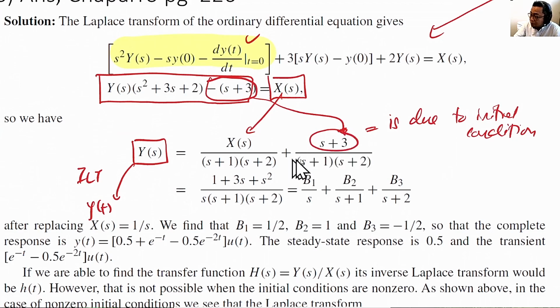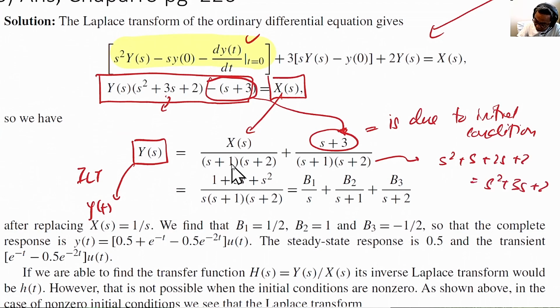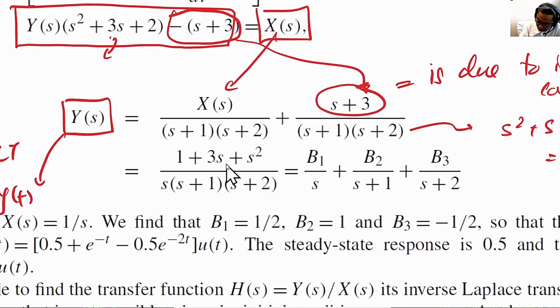What about the denominator? The denominator is common because it came from this guy over here. s squared plus 3s plus 2 is this. Let's verify this: s squared plus s plus 2s plus 2 is s squared plus 3s plus 2. So we have basically factored this to show what are the poles of the expression for Y(s). So this is the pole.